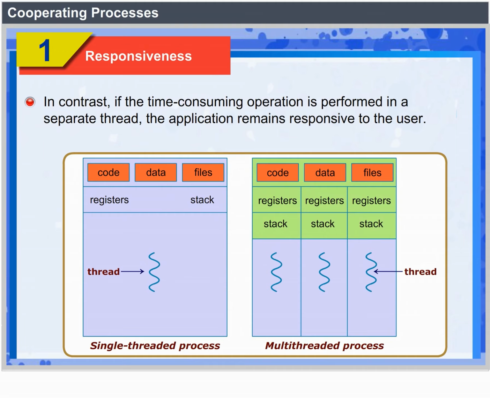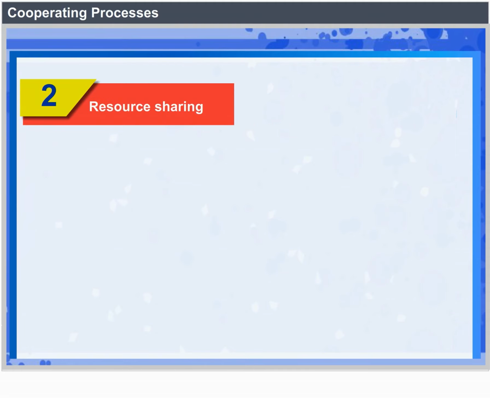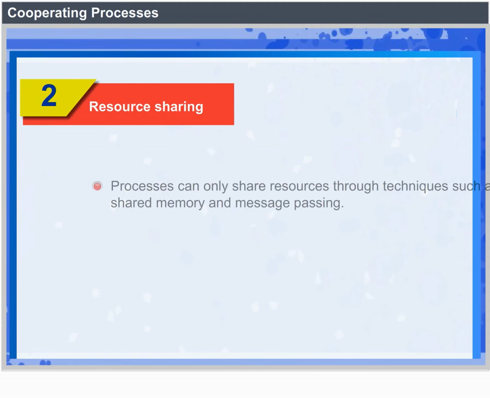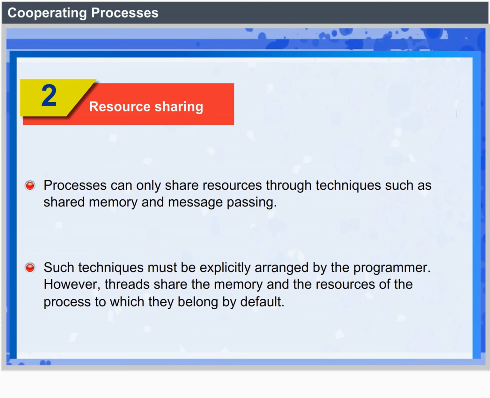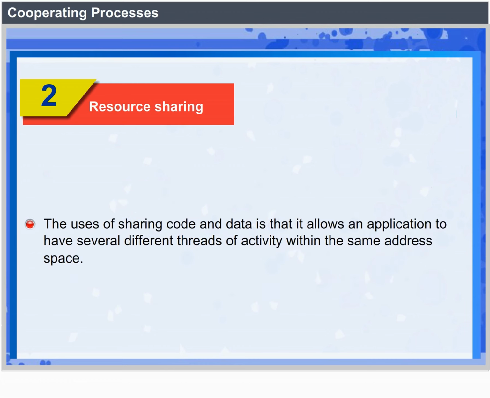Number 2. Resource sharing. Processes can only share resources through techniques such as shared memory and message passing. Such techniques must be explicitly arranged by the programmer. However, threads share the memory and the resources of the process to which they belong by default. The benefit of sharing code and data is that it allows an application to have several different threads of activity within the same address space.